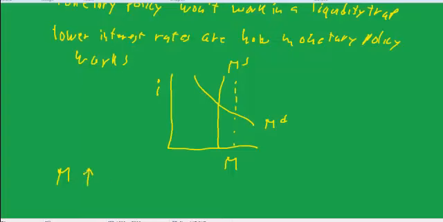So you're going to see me use causal arrows like this a lot. Money supply goes up, causes the interest rate to go down, which causes, and this is a capital I, the investment, to go up, which causes GDP to go up. So that's a standard view of how monetary policy works.